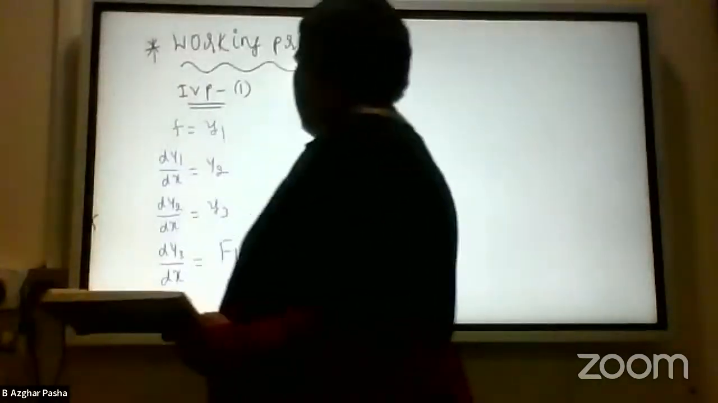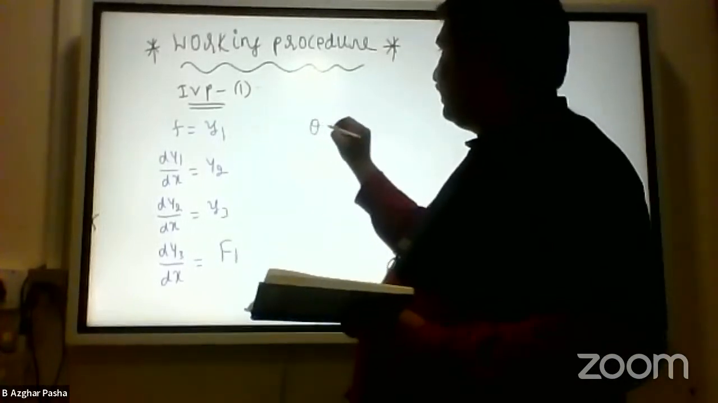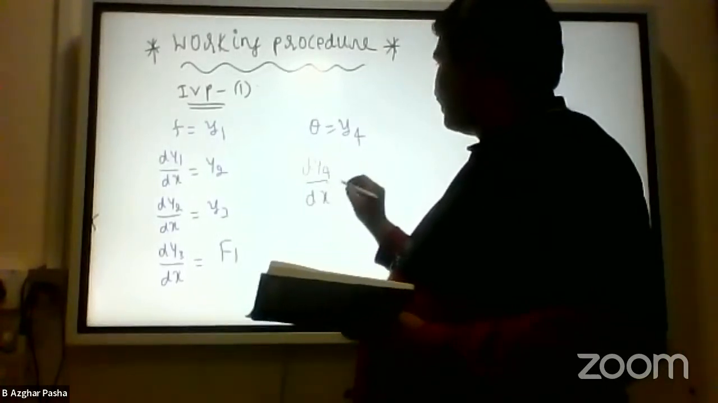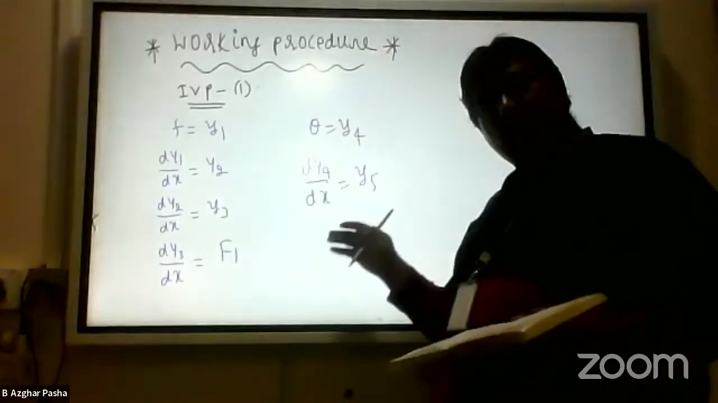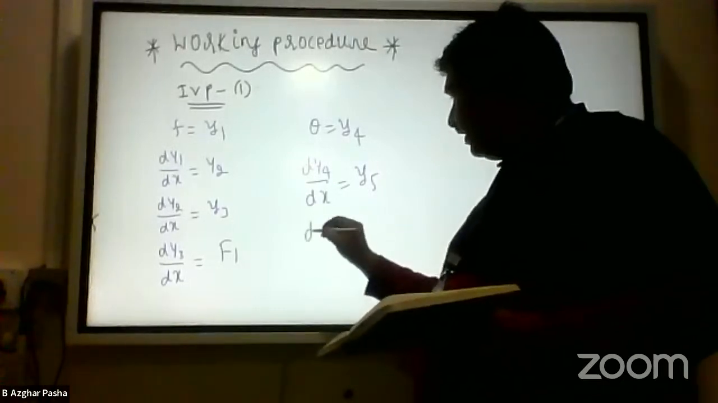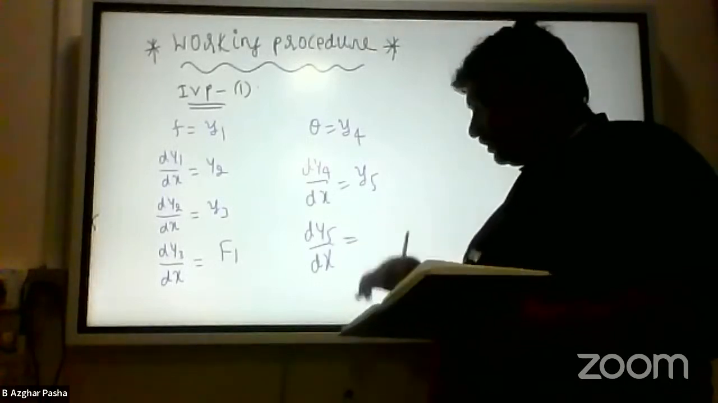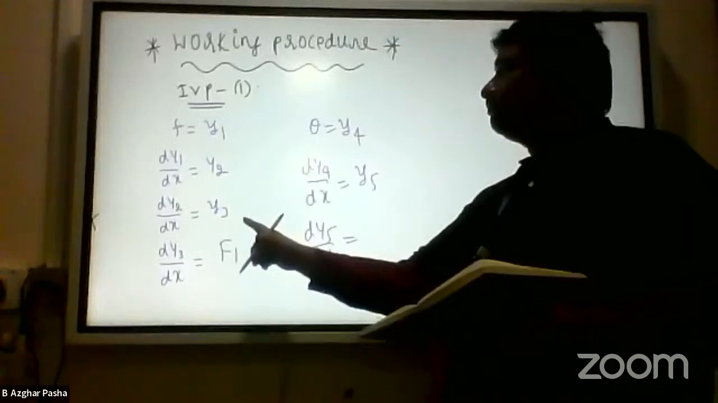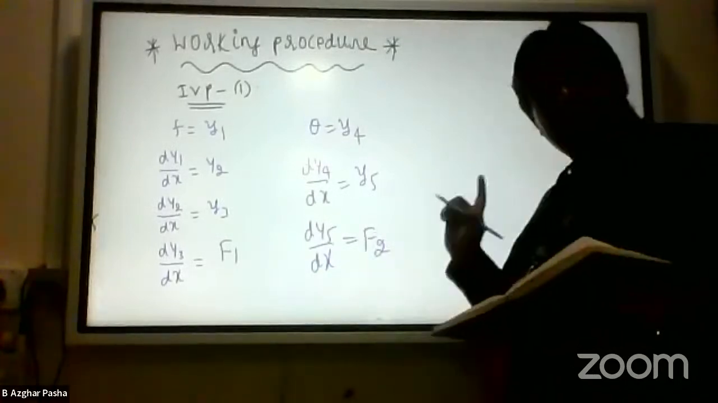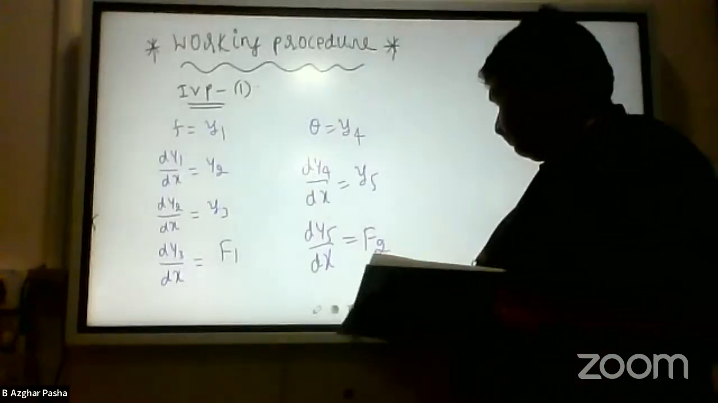Next, continue. After f, for theta terms, you have to write theta is equal to y4. And then dy4 by dx is equal to y5. Theta was second order, right? So I have to stop at this stage. dy5 by dx, I should not call it y6 because the equation is here. This part is f2. So dy5 by dx was f2, with f1 and f2 over, 5 equations. Now continue with IVP2.